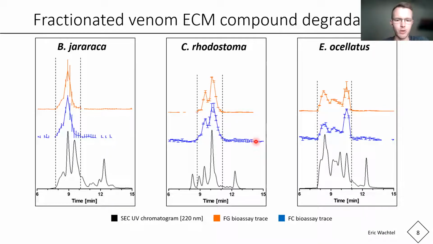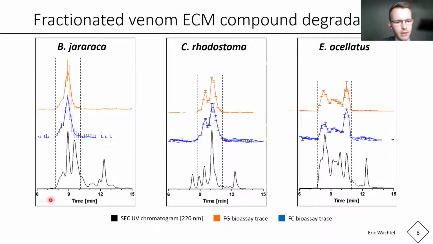Here we use the same concentration, so for some reason the fractionated venoms also work quite well with a lower concentration of collagen type 1. Here we can see with Bothrops areata, the activity peak correlates very nicely with this very prominent peak here, and also this minor peak here.